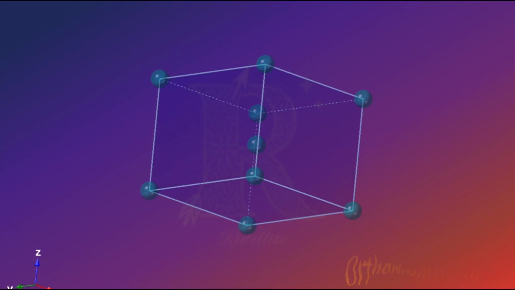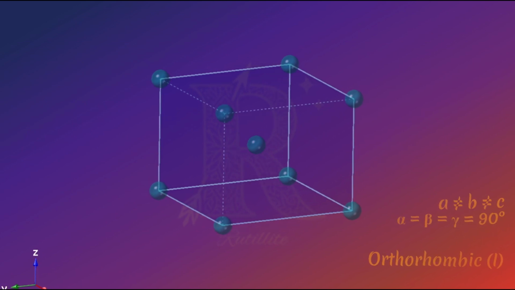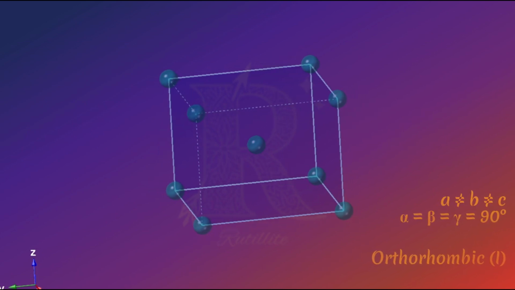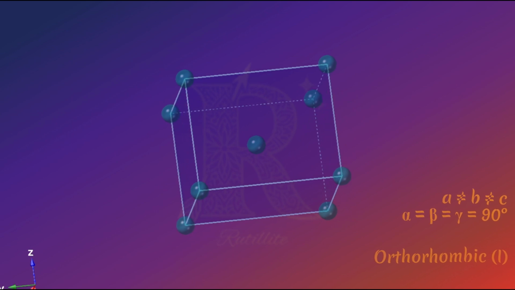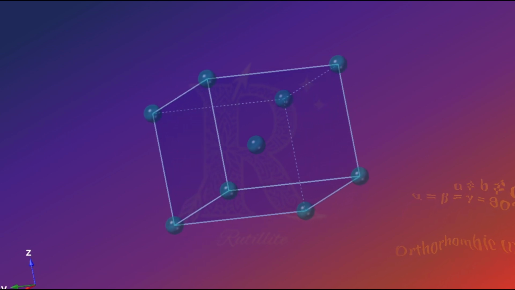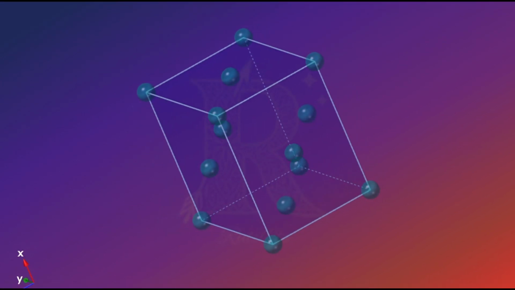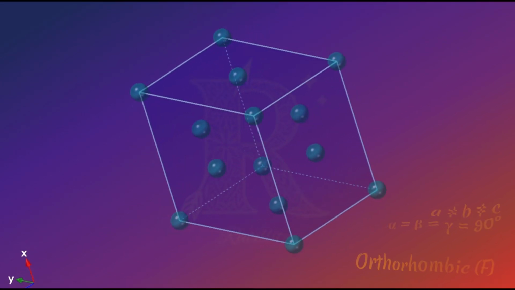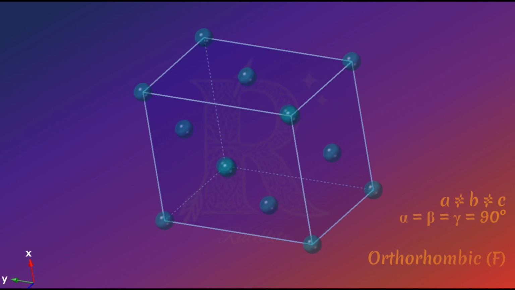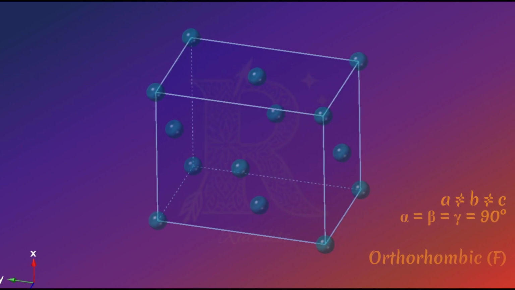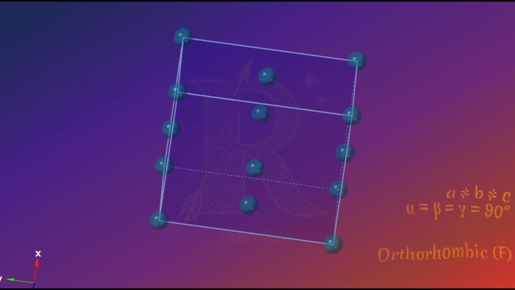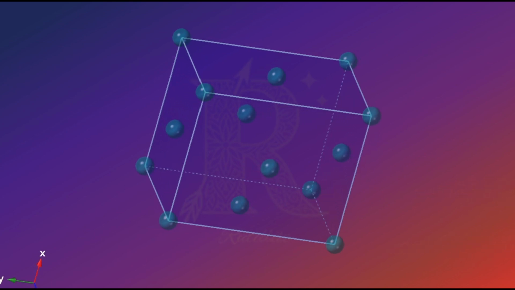Body-centered orthorhombic. This is like placing a single atom in the very heart of the box, giving the structure extra stability. Potassium nitrate, a familiar salt, crystallizes this way. Face-centered orthorhombic. The most tightly packed of the orthorhombic group. Barium fills every face center in addition to the corners, forming a more symmetric and dense pattern.